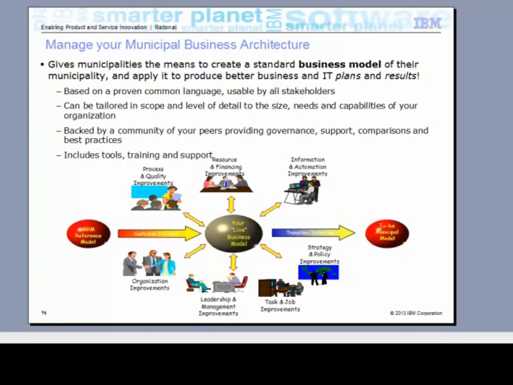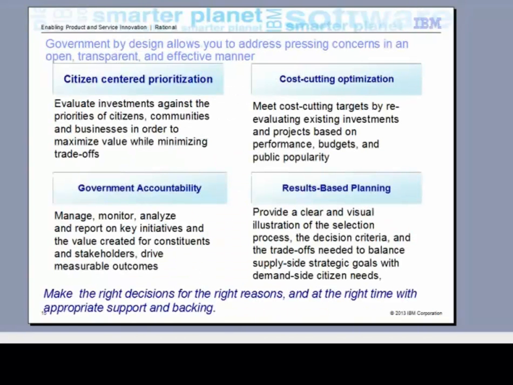Use the reference model and instantiate it and customize it in your particular environment to create your live business model, and then collaborate with various stakeholders within the government and the community to understand how that model would need to be transitioned to a to-be municipal model in order to meet business needs. And the result of those transition initiatives are formalized into plans that allocate resources, time, and budget in order to affect the desired results. Skipping to the next chart, we'll look at some of the benefits and summarize what is being offered.